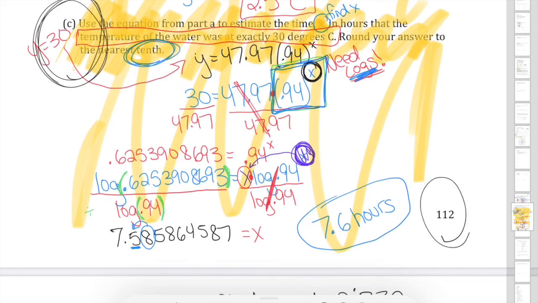Make sure you practice with exponential regression and doing a question just like parts B and C. Honestly, this whole page 112 is just super, super important. That's why I obnoxiously highlighted the whole thing.